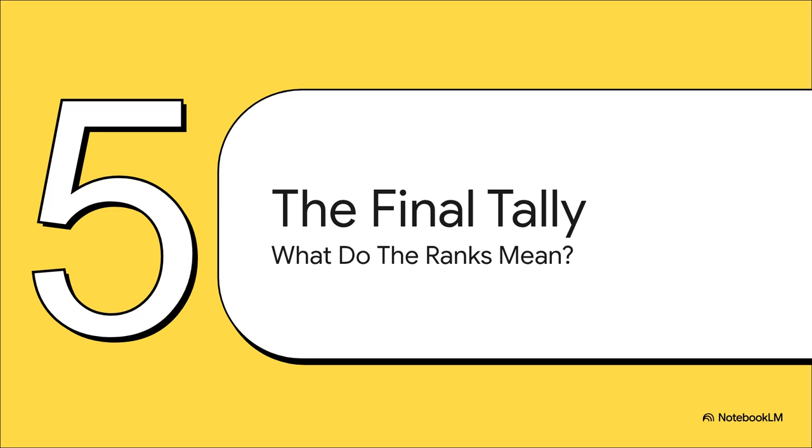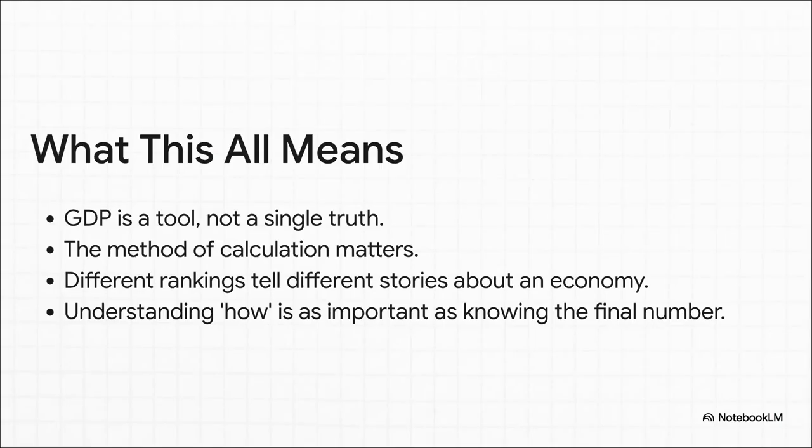Each number is a correct answer to a different question. Each one is a different way of understanding what's going on. And this really gets us to the most important takeaway here. A GDP figure isn't some absolute truth. It's a tool, and its meaning depends entirely on how you use it and what question you're trying to answer. The method matters. Each of these different rankings tells a vital but incomplete story, and understanding how we measure is every bit as important as the final number we see.